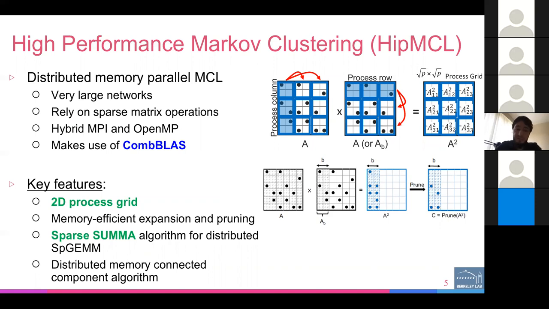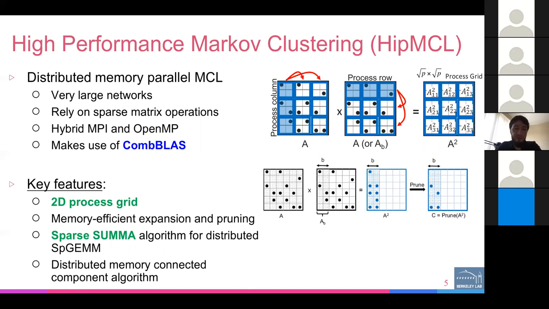There are several key features of HipMCL to attain scalable performance. Among the most important of them, it makes use of a two-dimensional process grid to achieve better communication performance. Another important feature is the phase execution model in order to be able to scale to huge networks. In this memory-efficient expansion and pruning, it processes a subset of columns instead of computing the output all at once. Because the networks are huge, we do not have enough memory to store the entire output.